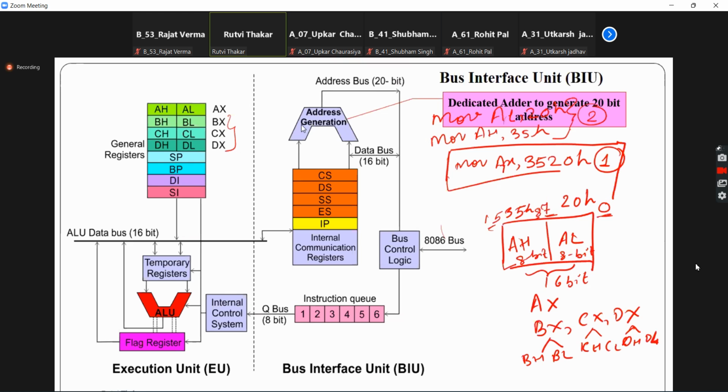Next, when you go to the execution unit, the next is the data bus. Once you have set the address, the rest of the transfer between the source and destination is the work of the data bus. We have this data bus, this temporary register, which we'll see in detail. Then you have the ALU, where the operations take place, and the flag register.